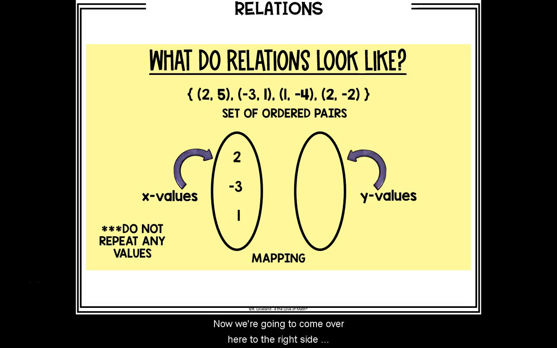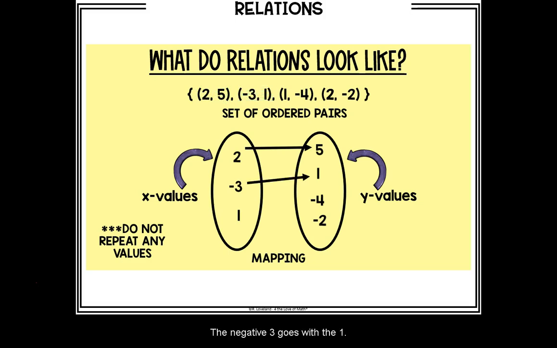Then we're going to come over here to the right side and we're going to put all of our y values. So we're going to take that 5 and put it over here. We're going to take the 1. We're going to take the -4 and the -2. Again, you do not repeat any values. We put in what we have. Then we map them by putting arrows between them. So the 2 goes with the 5. The -3 goes with the 1. The 1 goes with the -4. And then the 2 goes with the -2.